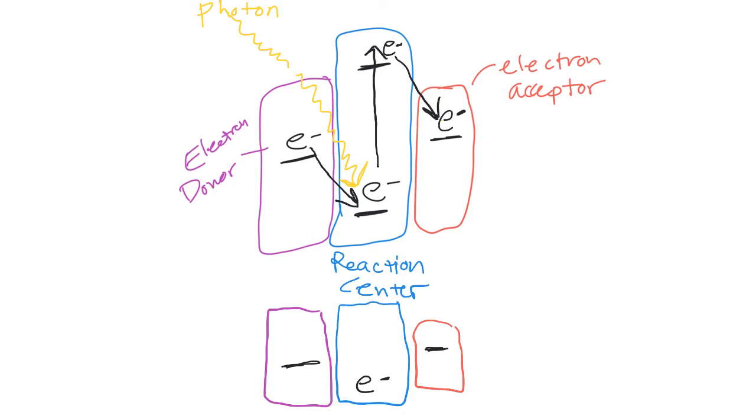Yes? Where does the donor get its electrons? Okay, so the donor, it depends on the chain of events. And it'll make more sense in the next one. All right, so if we want to number these, this happens first. The electron is excited in the reaction center to a higher energy level. This part happens second, where the electron is donated to the acceptor, and then the hole is filled by the electron donor.